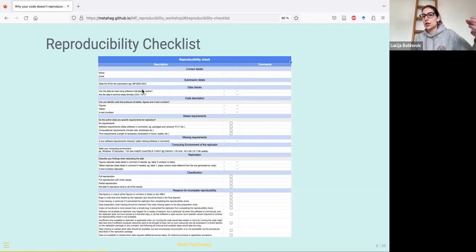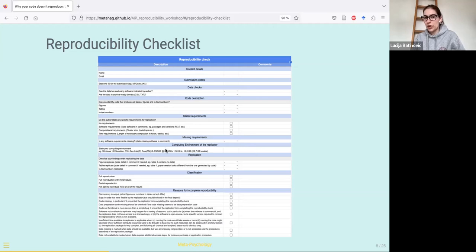Then we check if we can actually load in the data the way that they have presented it, if they archive the data in an archive-ready format, so it's not an SPSS file of data sets, it's an actual TSV file, for instance. And then we check if we can find the code to reproduce figures, tables, or in-text numbers. We check if there are any requirements for reproducing the papers that we didn't know of. For instance, if we had to have stronger computers to run the simulations or how long it takes to actually run this. And then we state which software we use.